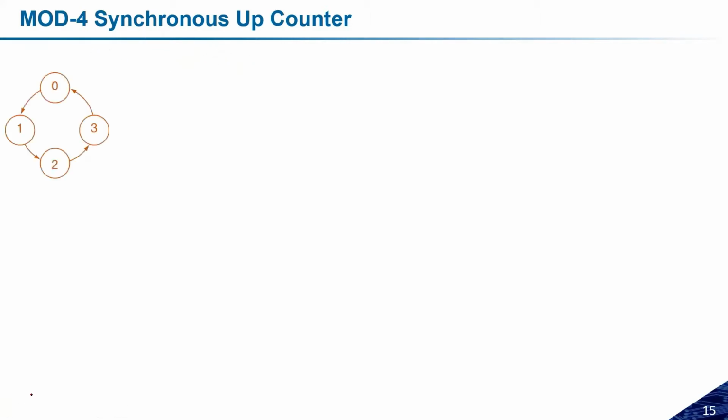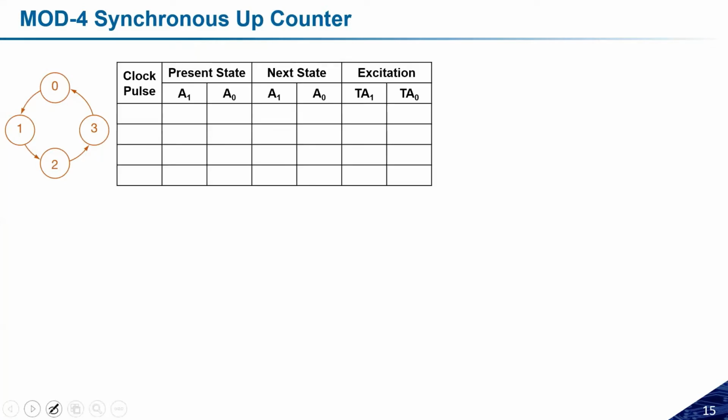Next is the sequence it is going to follow: 0 to 1, 1 to 2, 2 to 3, and then 3 to 0. This is the sequence which the up counter is going to follow, because we are designing an up counter. Now the next stage is very important. I have to write all the clock pulses, then the present state and the next state, and accordingly I have to find the excitation table.